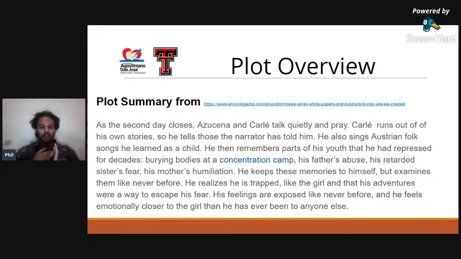As the second day closes, remember that was the transition, Azucena and Carle continue to talk quietly and pray. Carle has no more stories to tell her to keep her entertained, so he begins telling her stories that the narrator told him, Eva. He also begins to sing some folk songs he learned as a little boy from Austria. But as he's singing these songs, he starts to remember his youth. Okay? And he starts to remember these things that he had buried in the past, underground.